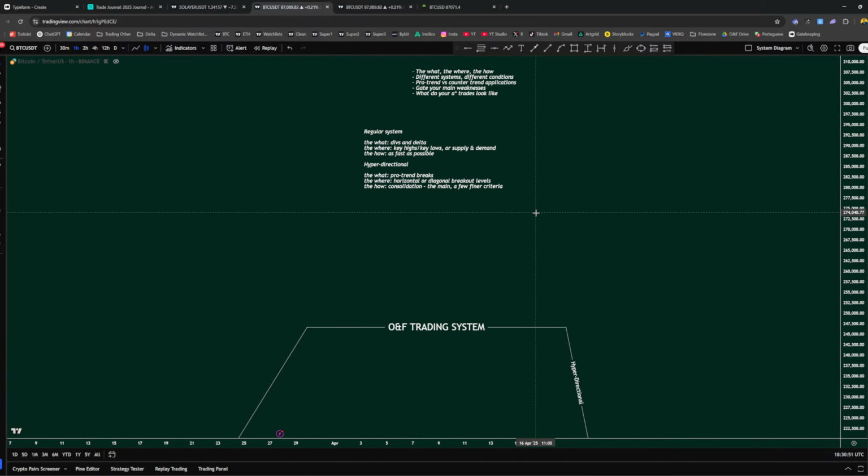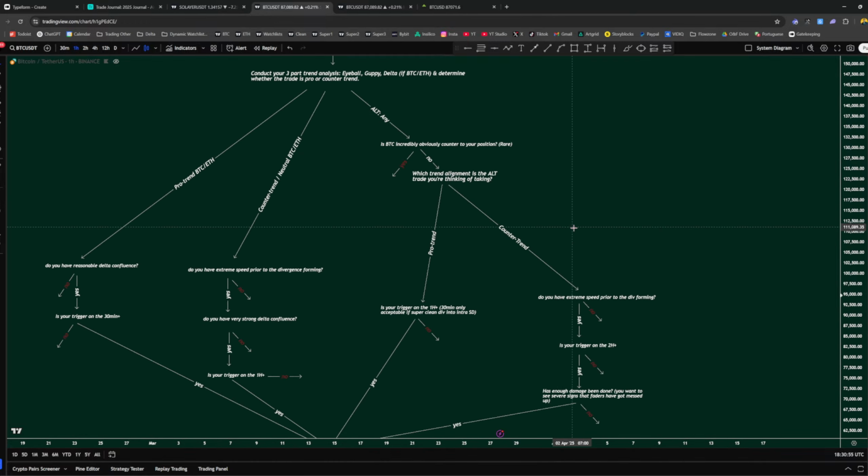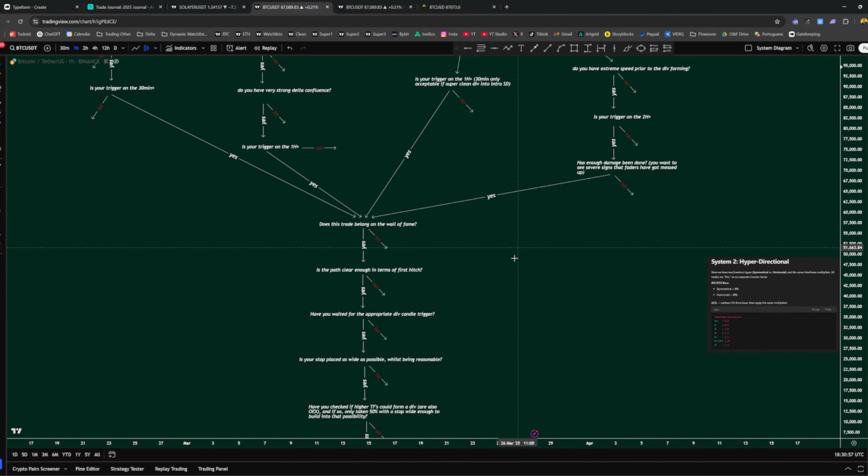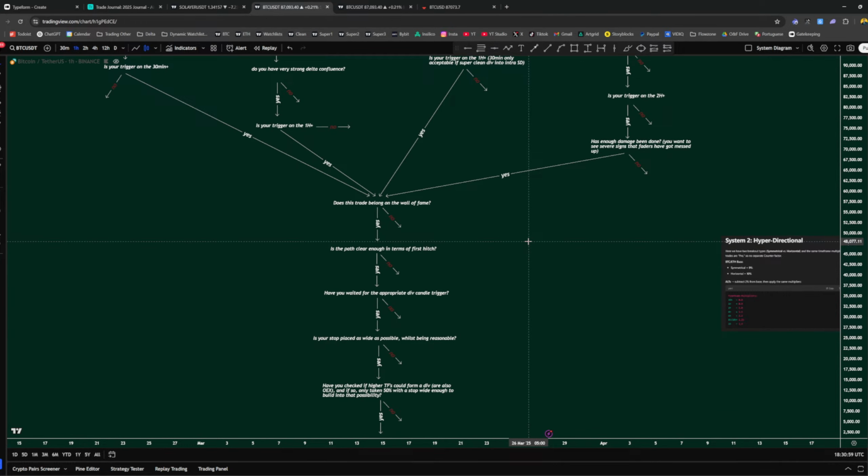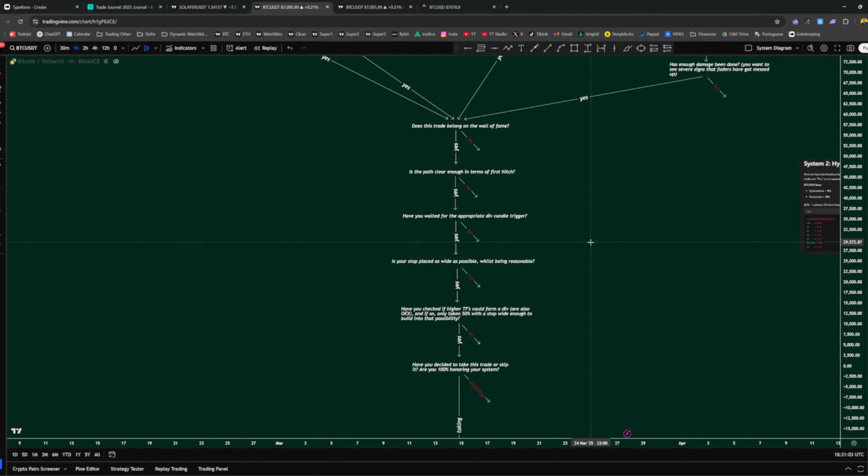Again, going back to this, what are your weaknesses? Gate your main weaknesses. Okay, very important, guys, to go through your journals, see where your Achilles heels are, and put gates in place for them.